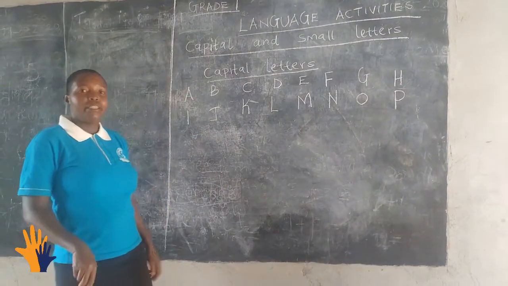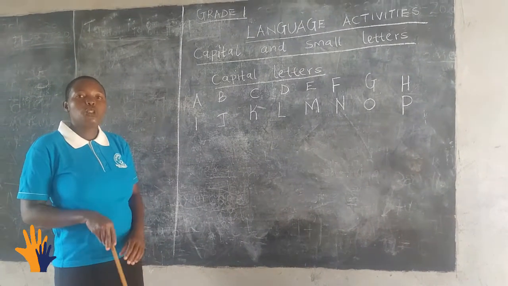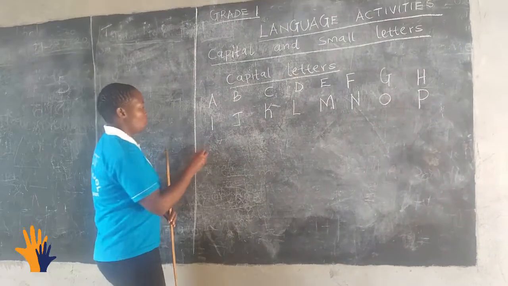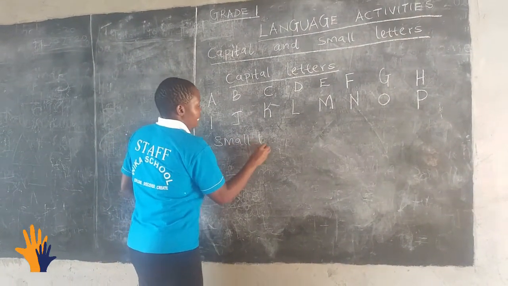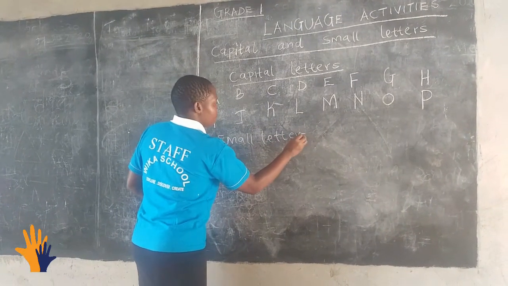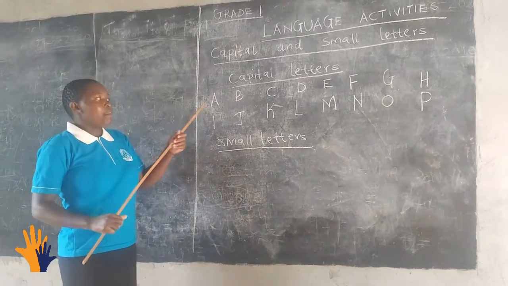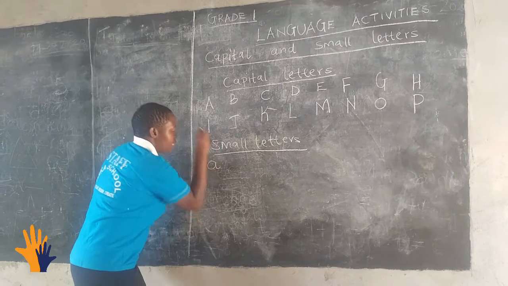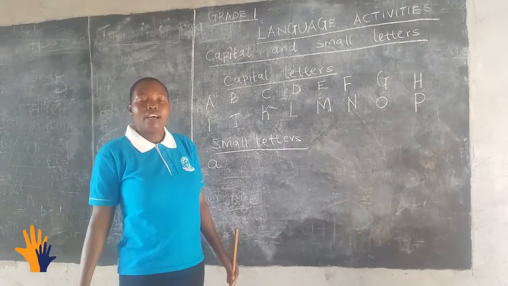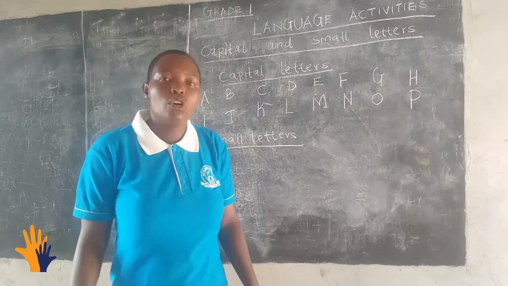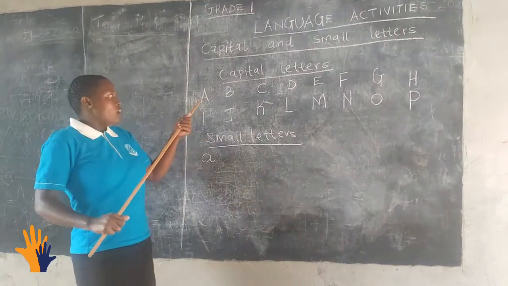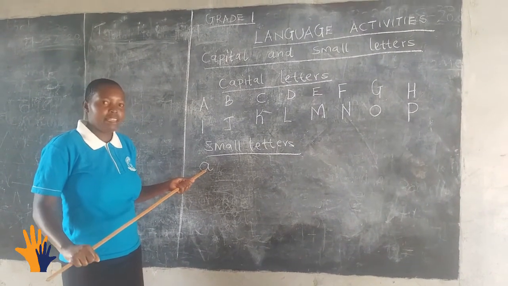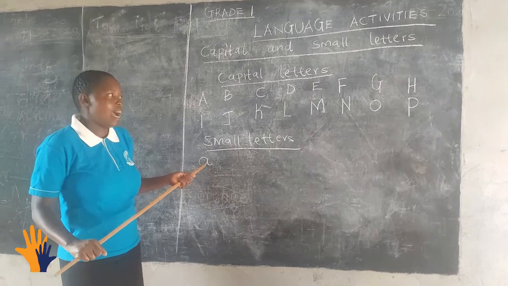Very good children. So, we are going to look at small letters. So, this being capital letter A, we are going to write small a, and we can also say it is sound A. Small letters are also called sounds. So, when we want to write it in small letter, we write like this, and we can also call it sound A.